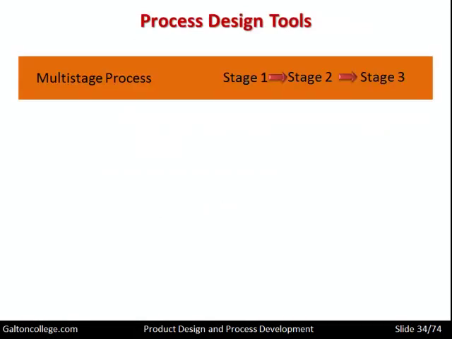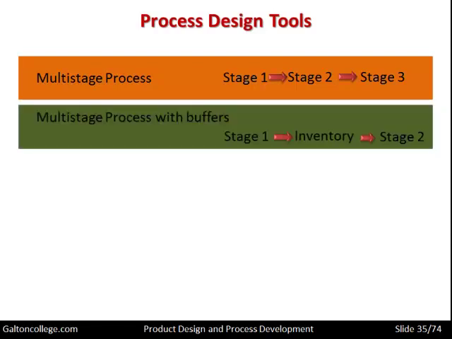The process design tools. Well, we have multi-stage processes. We've got stage 1, stage 2, stage 3, so the item must move through the various stages to completion. We also have multi-stage with buffers. So stage 1 is completed, then it moves into inventory. Then it comes out of inventory and into stage 2. So it's multi-stage with buffers. The buffer here is the stock held in the stores. So stage 1 produces, then it goes to the stores, then it comes out of the stores and on to stage 2.